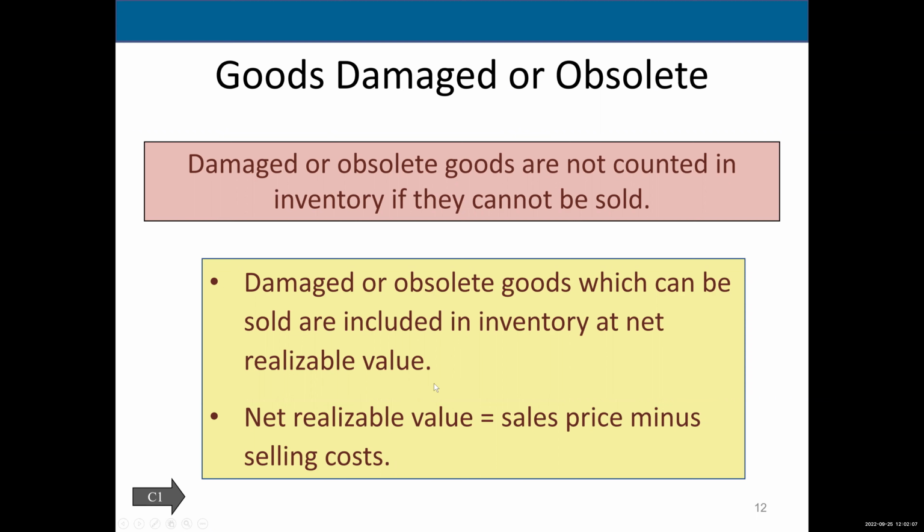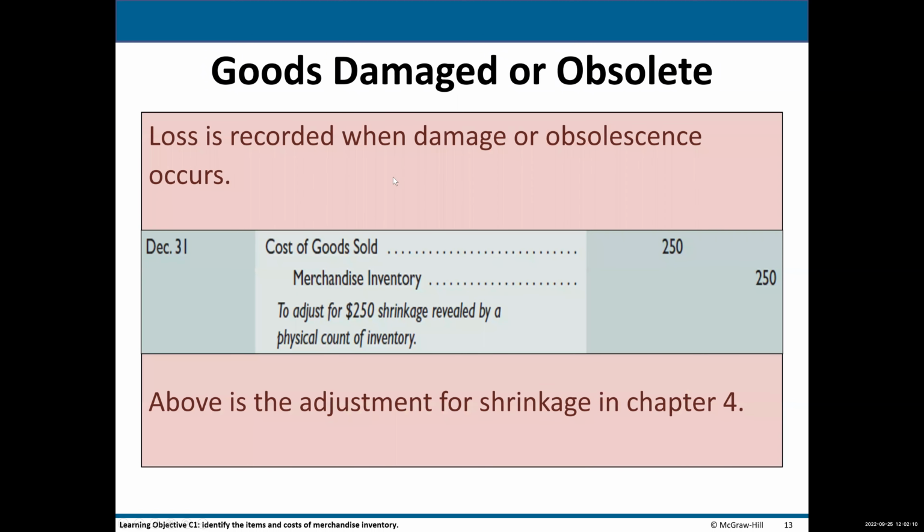Okay, so we've done this in chapter 4, where we saw some damaged merchandise, and we needed to adjust for shrinkage, right? In this example, there was $250 worth of shrinkage. So in this case, we reduce our inventory by the shrinkage, by the damaged goods. And where do we put it? Well, we just add it to the cost of goods sold, which is cost of goods sold expense.